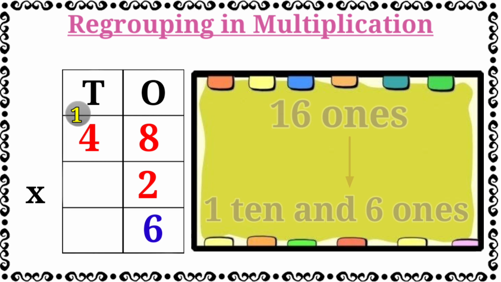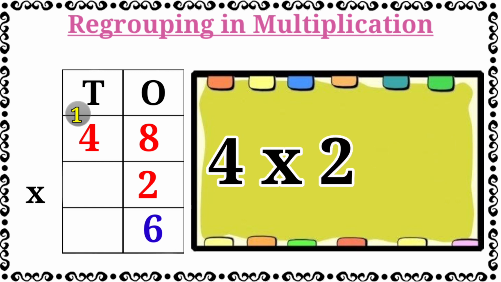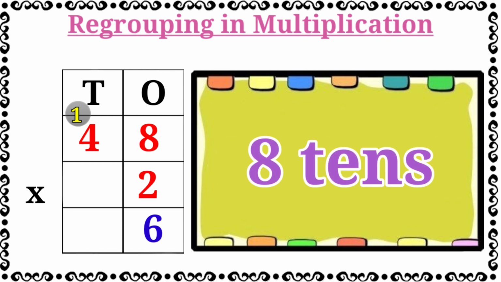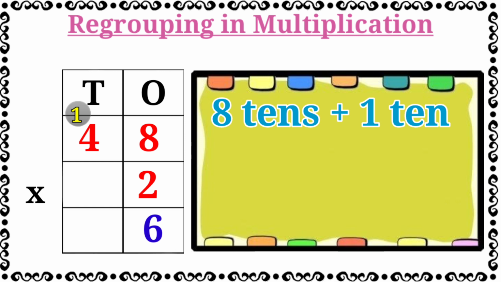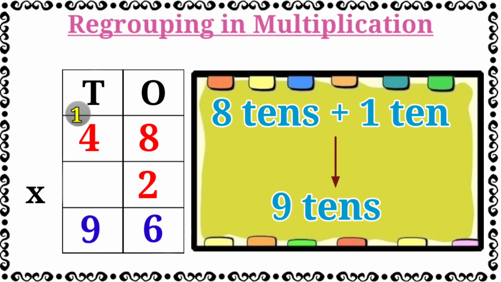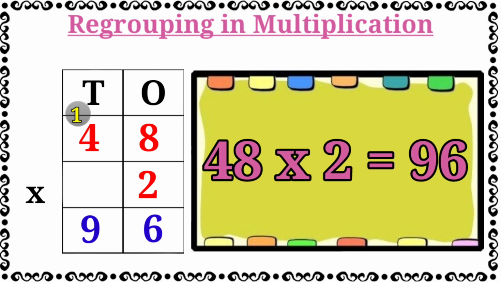Now we have to multiply 4 into 2. We know that 4 into 2 equals 8. Here 8 tens and add the tens. 8 tens plus 1 ten is equal to 9 tens. Let's write the number 9 in the tens column. Therefore, the answer is 48 into 2 equals 96.